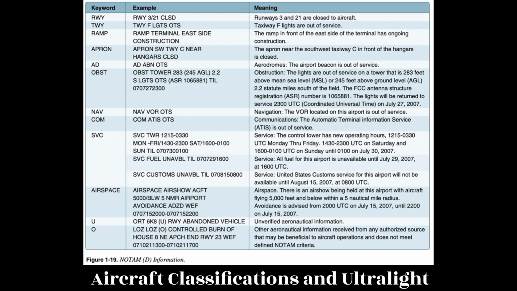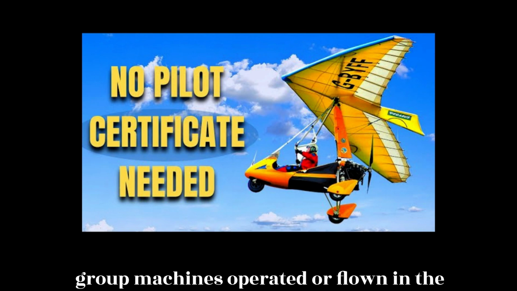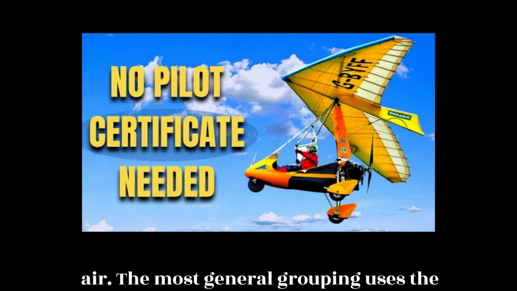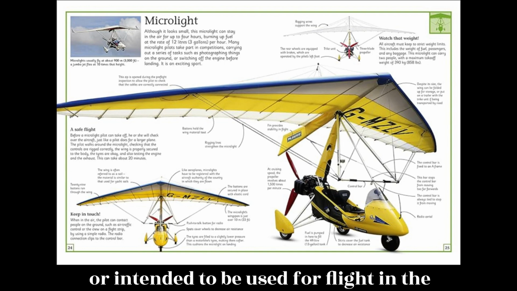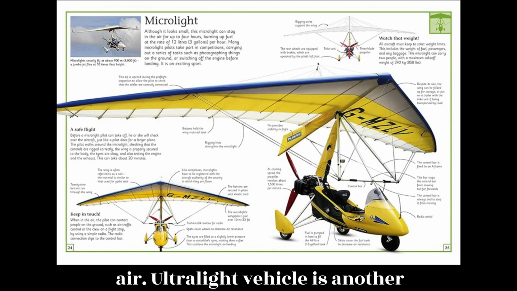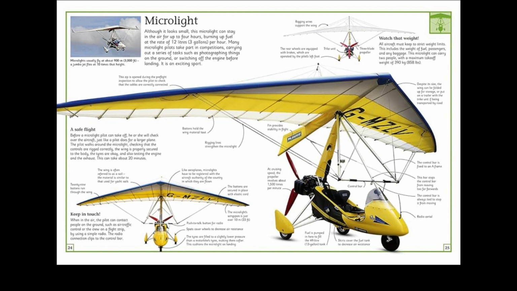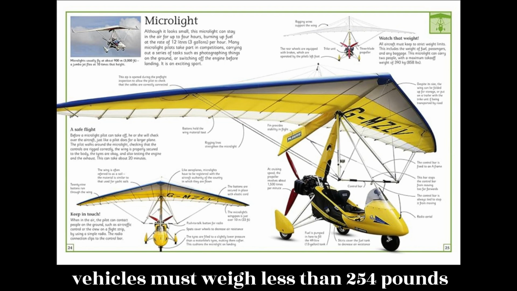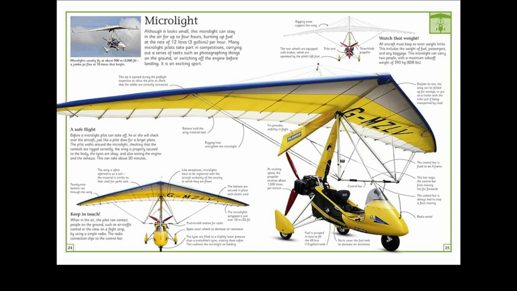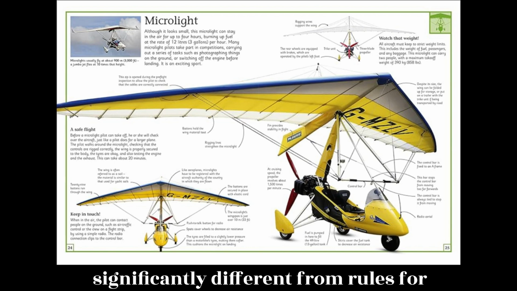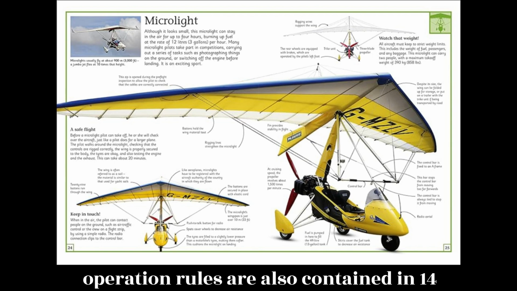Aircraft classifications and ultralight vehicles. The FAA uses various ways to classify or group machines operated or flown in the air. The most general grouping uses the term aircraft. This term is in 14 CFR 1.1 and means a device that is used or intended to be used for flight in the air. Ultralight vehicle is another general term the FAA uses. This term is defined in 14 CFR 103. As the term implies, powered ultralight vehicles must weigh less than 254 pounds empty weight and unpowered ultralight vehicles must weigh less than 155 pounds. Rules for ultralight vehicles are significantly different from rules for aircraft. Ultralight vehicle certification, registration, and operation rules are also contained in 14 CFR 103.